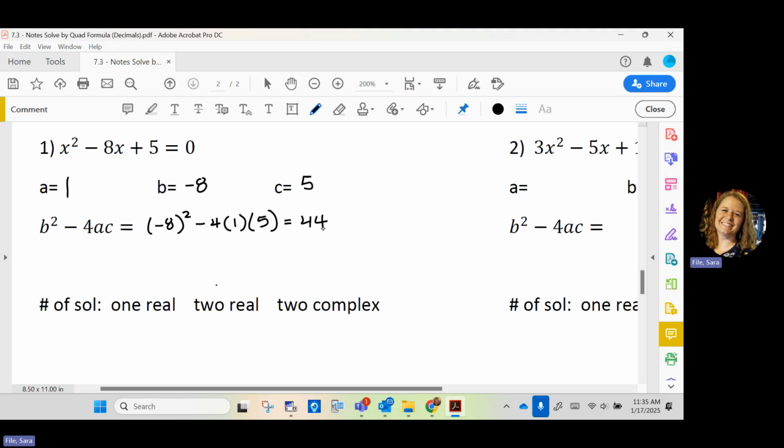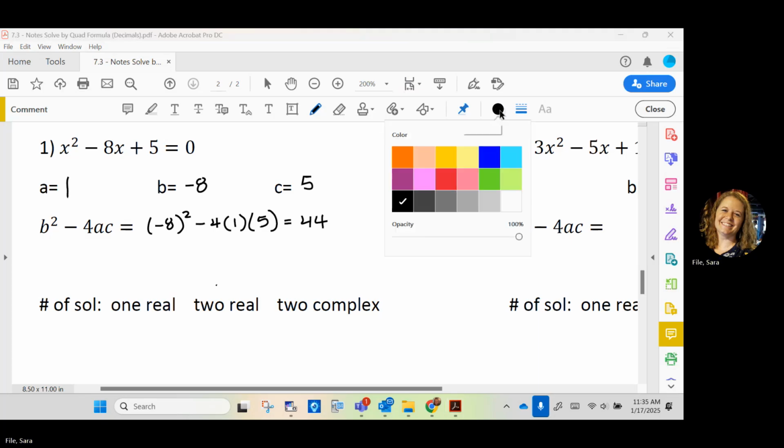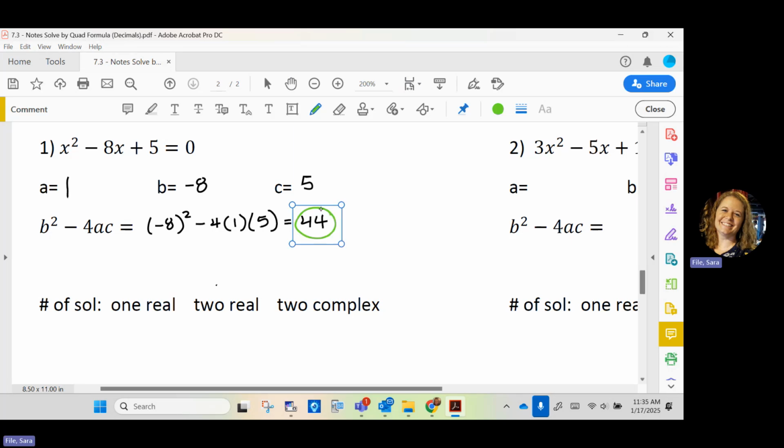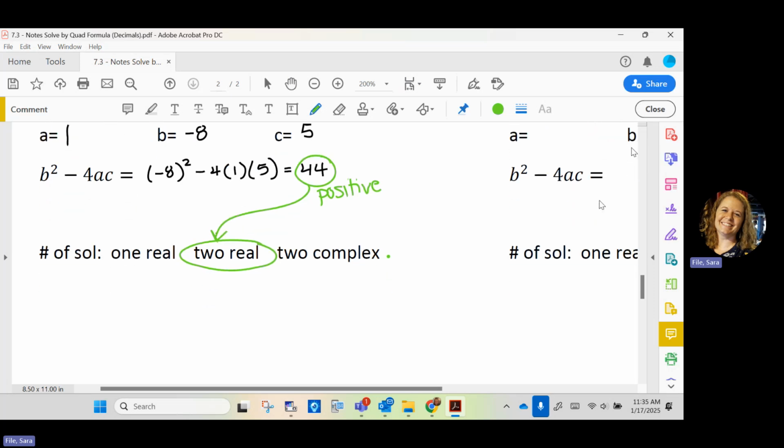That is a positive number. So how many solutions will there be when we get a positive number there? Positive means there will be two real solutions. The reason it's two real is because this number is positive. So we're going to go ahead and finish solving this using the quadratic formula.